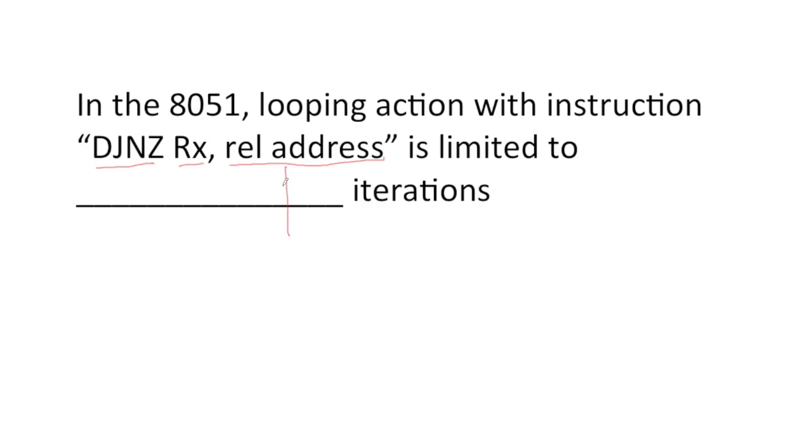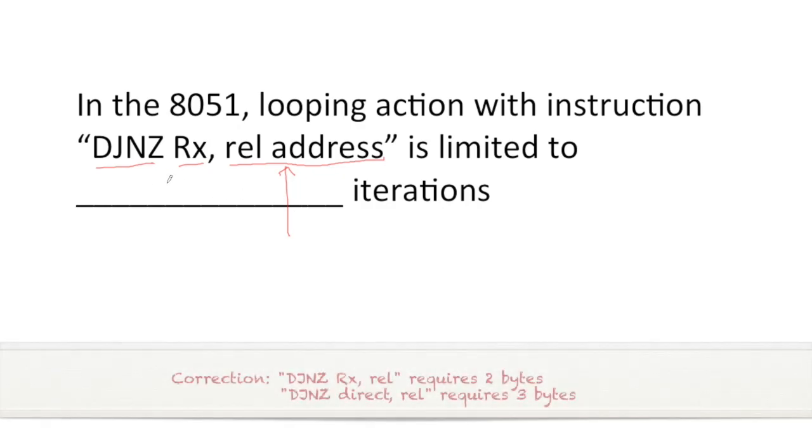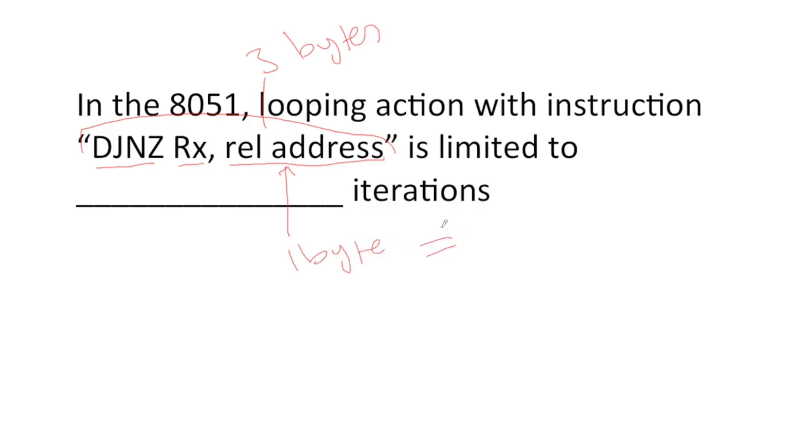So here you need to note that this is a 3-byte instruction, and our relative address is 1 byte long, or 8 bits. So this means that we can only specify a maximum of 2 to the power of 8, or 256 possible addresses. So in this case, if you are to use DJNZ as a looping mechanism, you would be limited to 256 iterations.